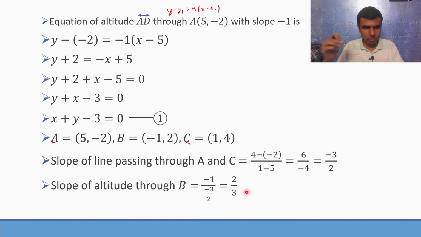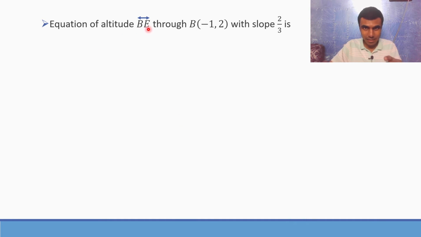Now my altitude slope is 2 by 3, and the point is B (-1, 2). So the equation of altitude BE, the line B, two-headed arrow, indicates that it passes through B (-1, 2) with slope 2 by 3. Even if you do not put this two-headed arrow, it doesn't matter much, but since they kept it in the textbook, I put it. In my previous video I did not put this arrow. If you mention equation of altitude B, it works, but if you put the arrow, it's better because it is there in the textbook. If it is difficult to remember the arrow, it's fine without it.